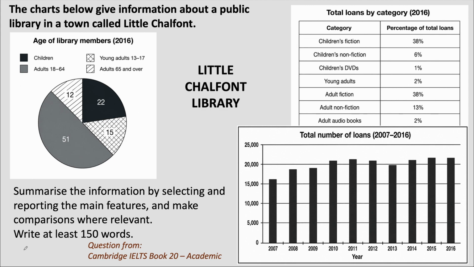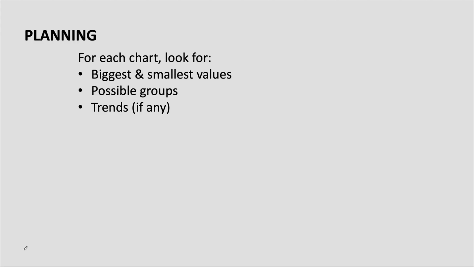Before we start writing, let's quickly plan our answer. This usually takes less than a minute. For every chart, we look for 3 things. First, the biggest and the smallest values. Second, whether we can group some of the information together instead of describing every single number.